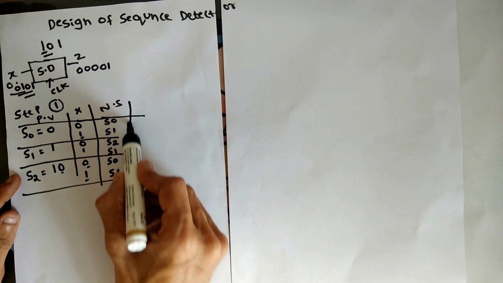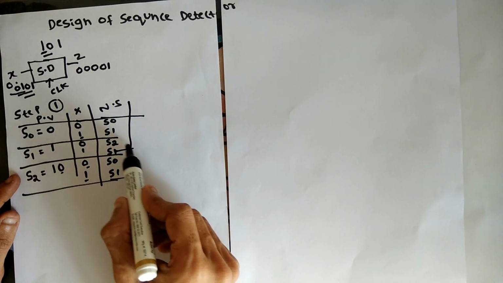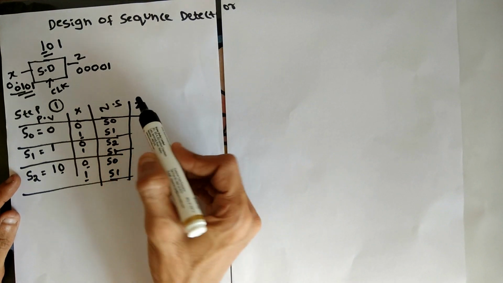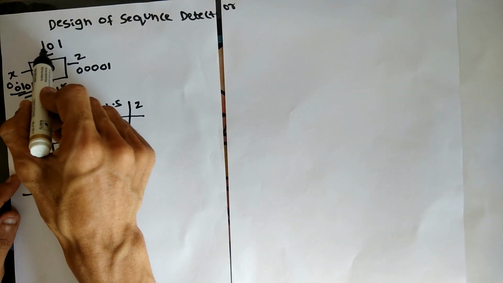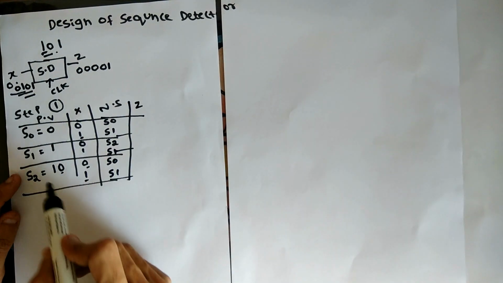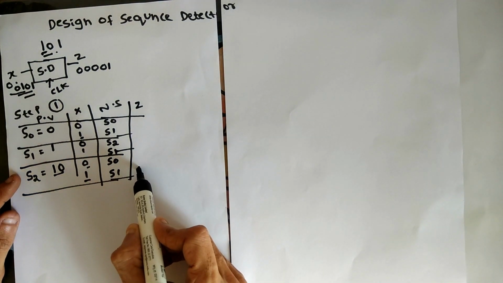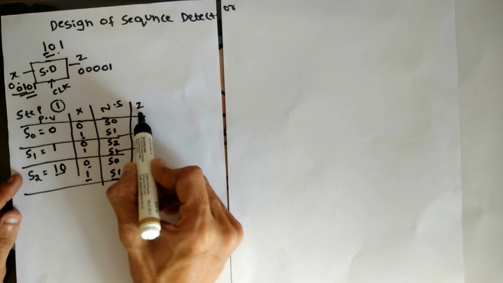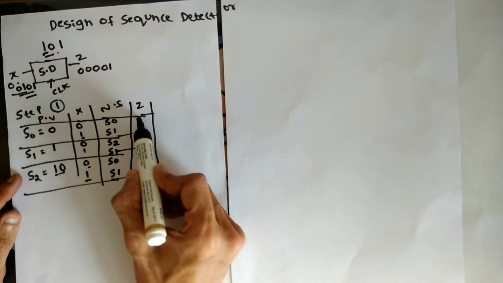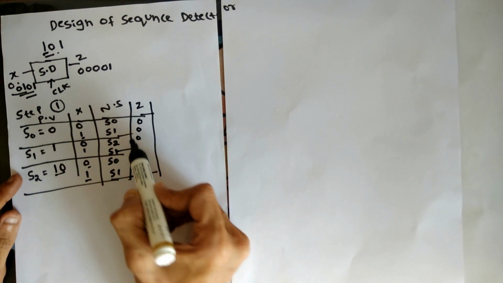Now, what is the Z value for this? We know that only when the sequence 101 comes, Z is high. 101 means this is 10, and here 1. So in this transition only, Z is high. In all the other conditions, Z is 0. So we can make the table like this for step 1.